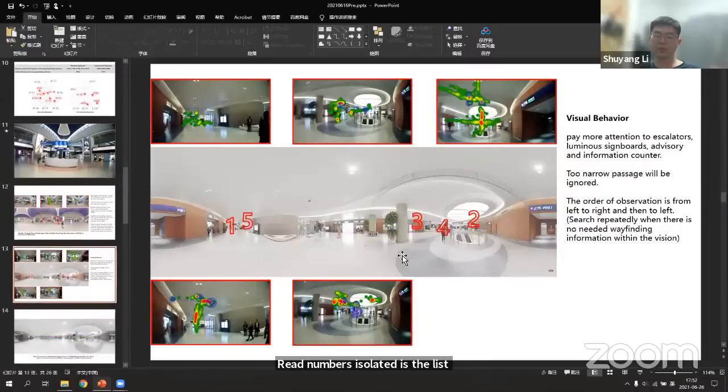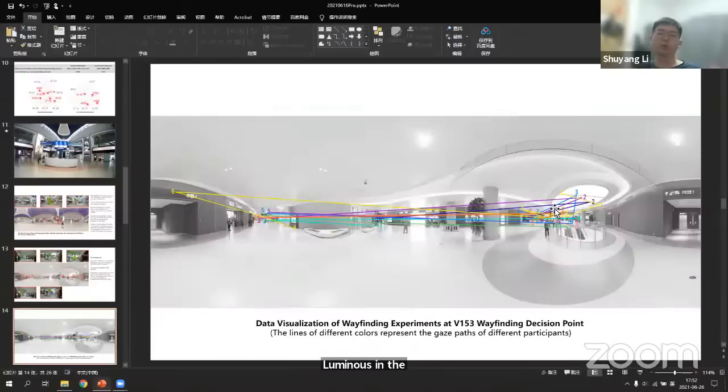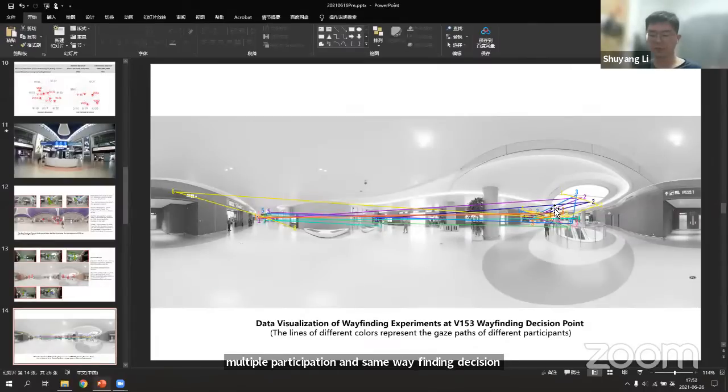Through the analysis of the eye tracking data of one participant, we can explore the visual behavior of this person when he searches for the gate. Just like, he will pay more attention to the escalator and the luminous fingerboards. However, we want to explore the universal visual behavior of multiple participants at the same wayfinding decision points, because we think this universal visual behavior is related to interior space form.